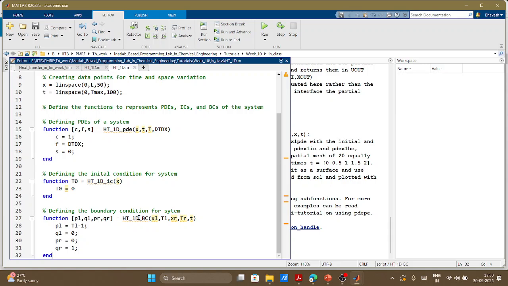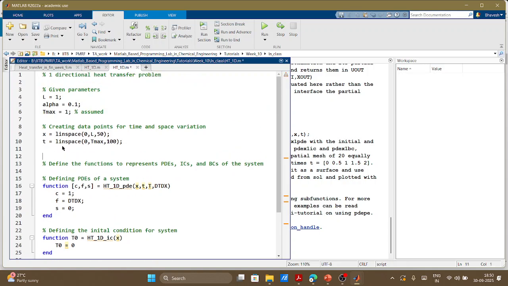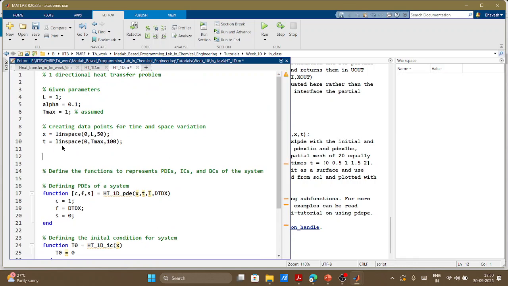Now once we have defined it, we will call the pdepe solver to find the solution.